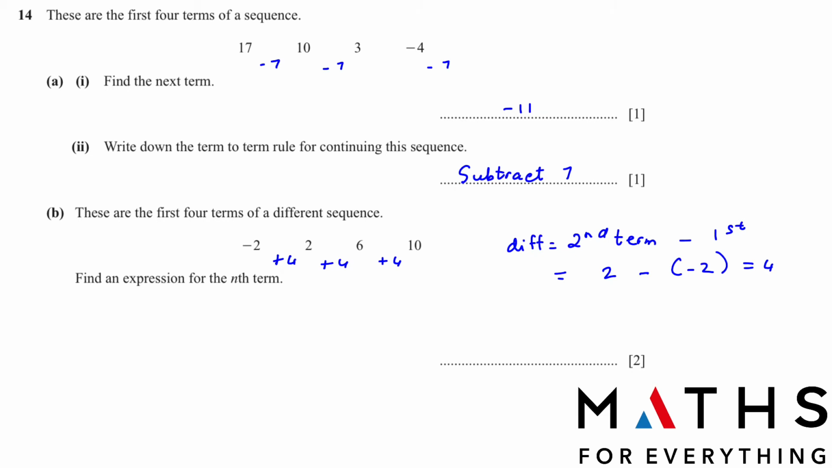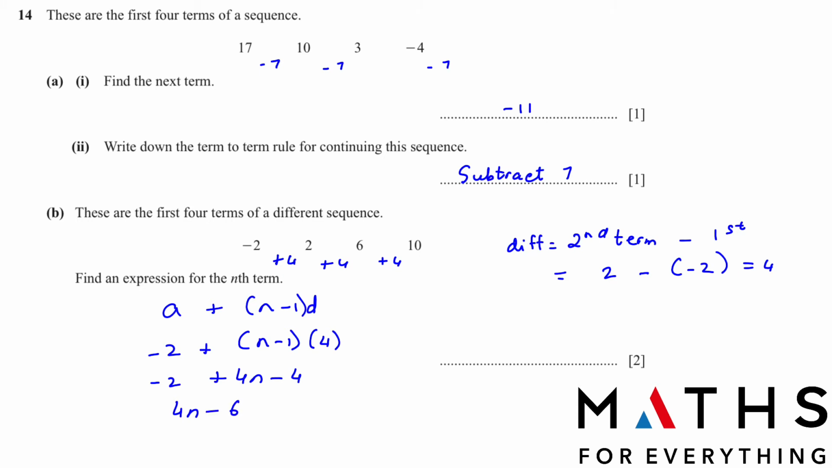I will show you two ways. One is by using the formula, which is a plus n minus 1 d. This is used for arithmetic sequence. Arithmetic sequence is when we get the next term by adding or subtracting a number. Our a is our first term, which is negative 2. And our difference we found is 4. Expand the bracket. 4 multiplied by n is 4n. Negative 1 multiplied by 4 is negative 4. So you will get 4n, negative 2 minus 4 is negative 6.